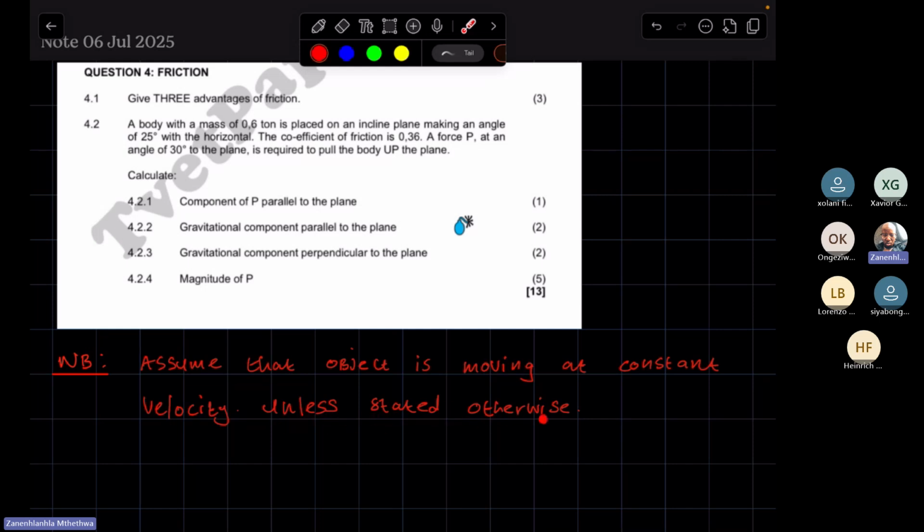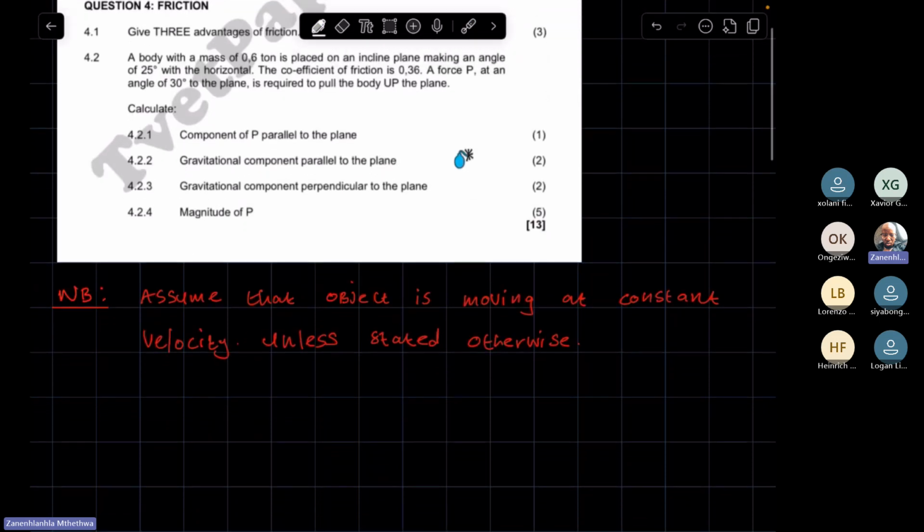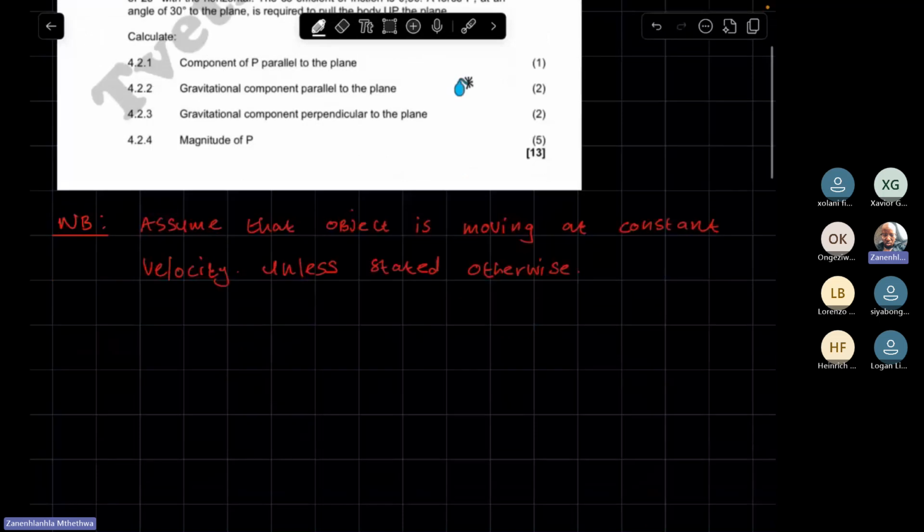All right. So by stated otherwise, you'd be given, say, acceleration, or you'd be told that the object is accelerating either up the incline or down the incline. If that hasn't been stated, you always assume that the object is moving at constant velocity. So that's number one. Now let's draw the free body diagram for this problem.